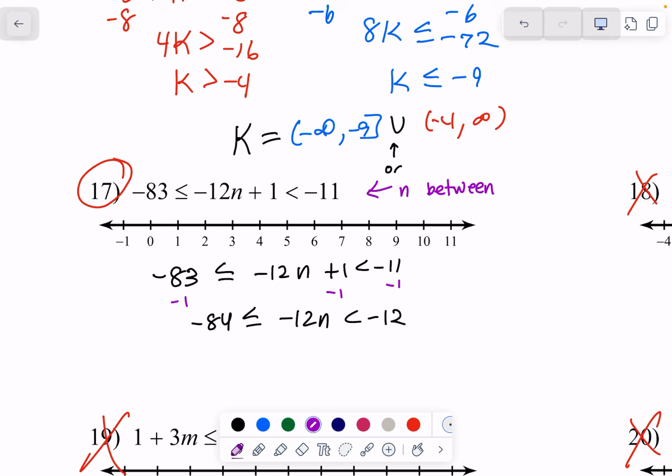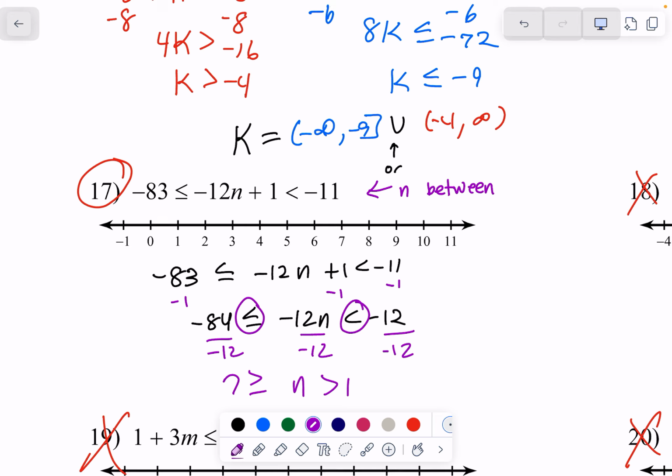And so we get negative 84 is less than or equal to negative 12n, which is less than negative 12. And then we have to divide by a negative. When we do an inequality, even these funky ones, and we divide by a negative, we are going to turn the symbol. So we get 84 divided by 12, I think is 6, but let's just check. Oh, 7, I'm sorry. So 7 is greater than or equal to n, which is greater than 1.